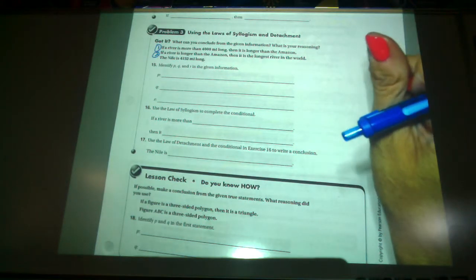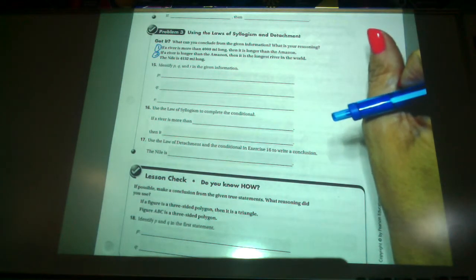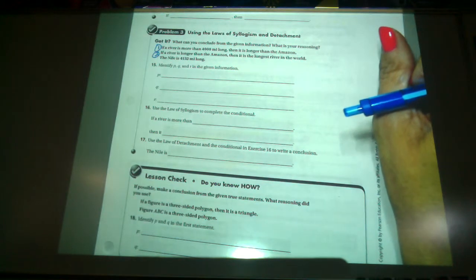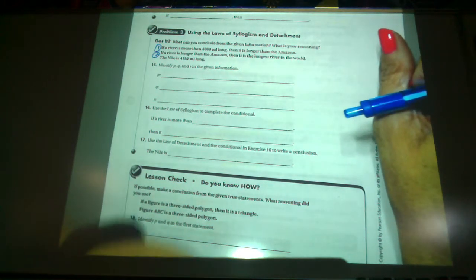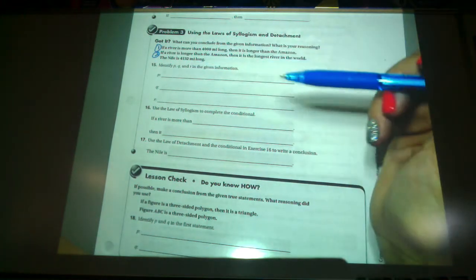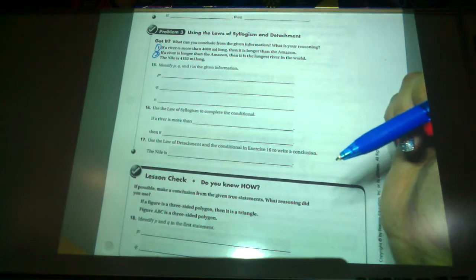Syllogism, you've got 2 full conditionals. So shouldn't your conclusion be what? Full conditional or a partial? Full conditional. Law of attachment is where you have a partial. They give you the if, you come up with the then. So here's the conclusion.